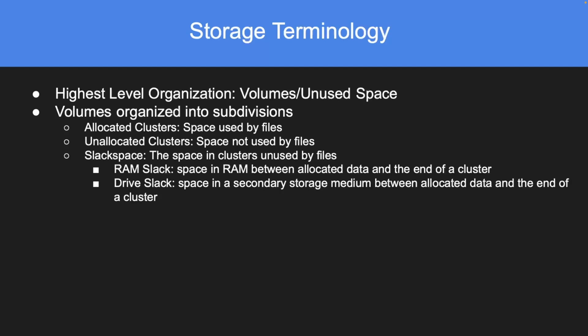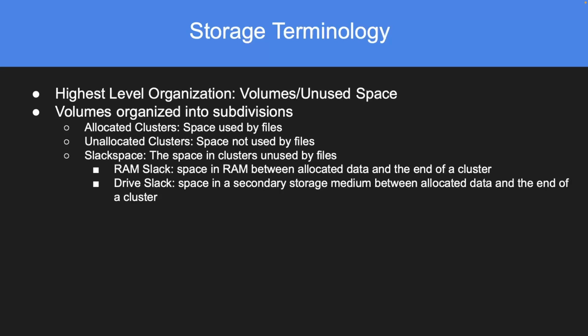Now, more storage terminology. The highest level organization of our disks and drives are volumes or unused space. Volumes come to us when we actually allocate the space to something. On the computer or phone that you're watching this on, one of the volumes or partitions will be the partition with the operating system on it, which is probably a smaller amount compared to the user partition, which is where all the data is stored.